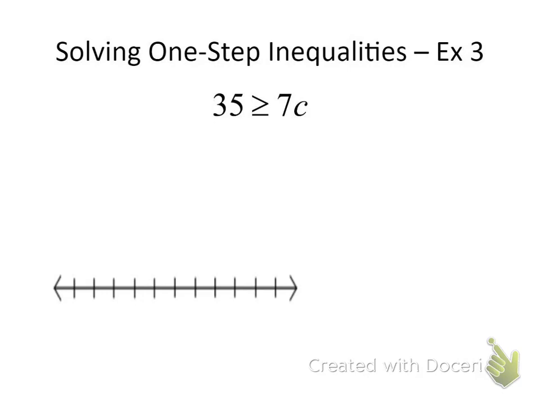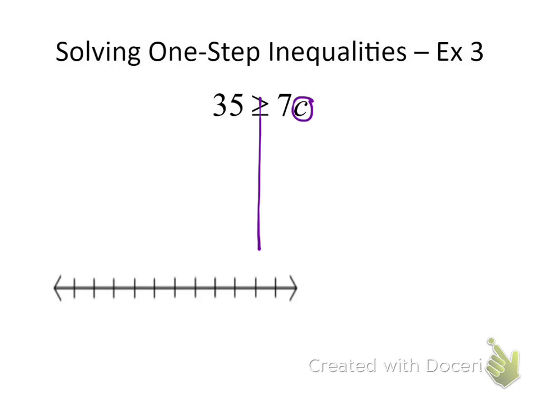So we have, Dylan, can you read this one to me? I think I got this one too. 35 is greater than or equal to 7. Perfect. So again, circle my variable, draw my line of equality through my inequality sign.